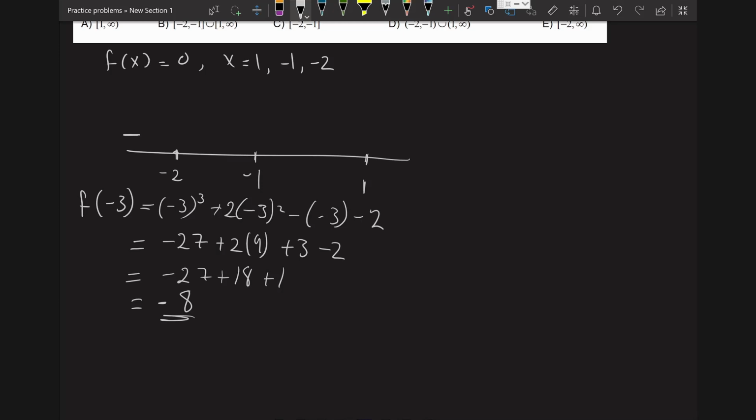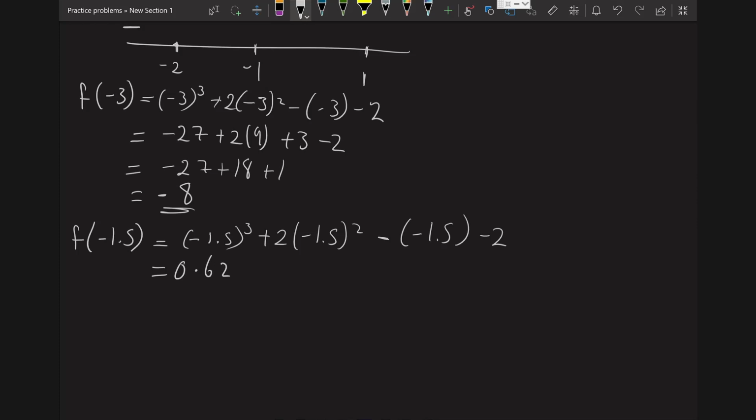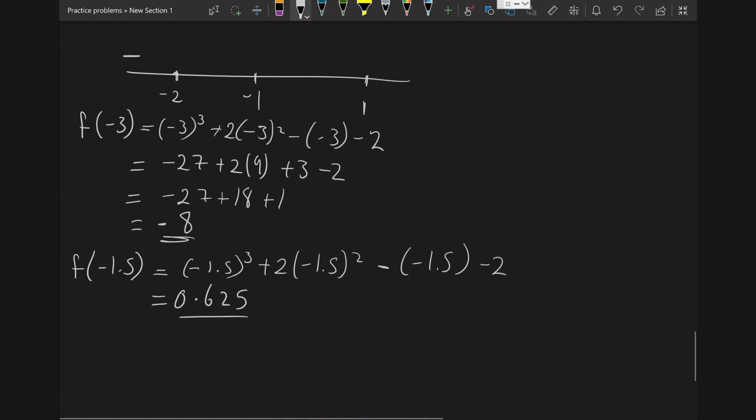We can now try a number between -2 and -1. For that one, we would put, let's say, -1.5. So f of -1.5 is equal to -1.5 cubed plus 2 times -1.5 squared minus -1.5 minus 2, which is equal to, I'm going to use a calculator for this one, 0.625. And this is a positive number, so we know that this range is above 0.